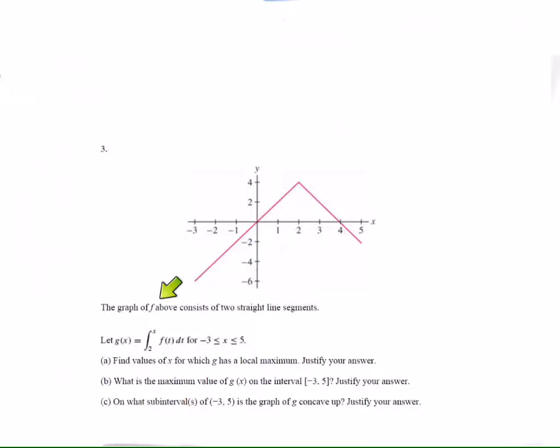It says the graph of f above consists of 2 straight line segments. Now, if you're anything like me, whenever it tells me something and it's not on my picture, I label it. So, I want to label this right away so I know that this is f. Okay, this is f.